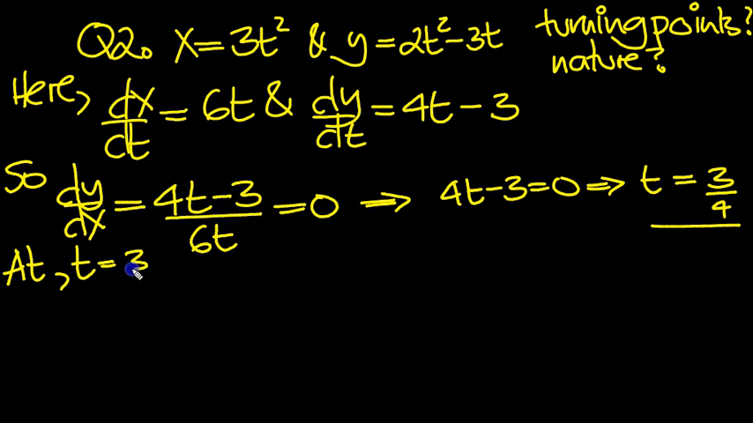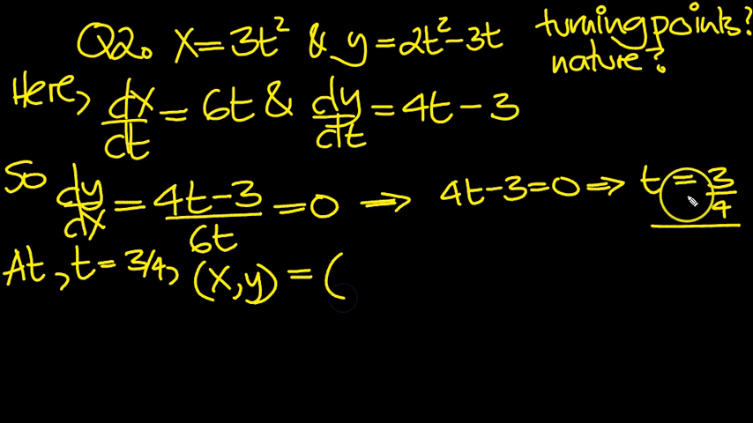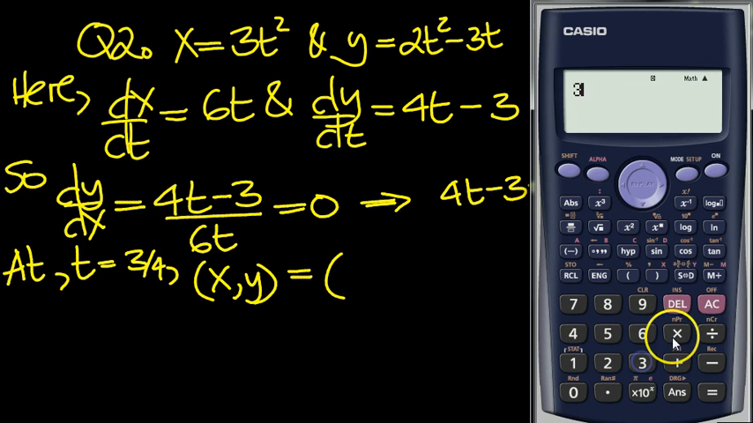So at t equals 3 over 4, what do we get for our coordinates x, y then? Well, it's 3t squared, so it's 3 times 3/4 squared. So we put that in the calculator. 3 times bracket 3 divided by 4 squared, so everyone's on board, 27 over 16.